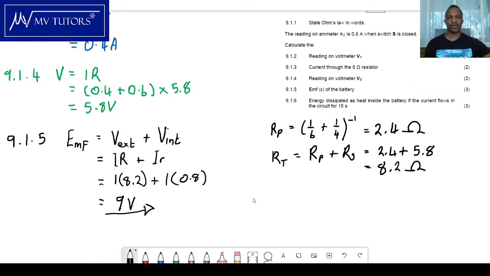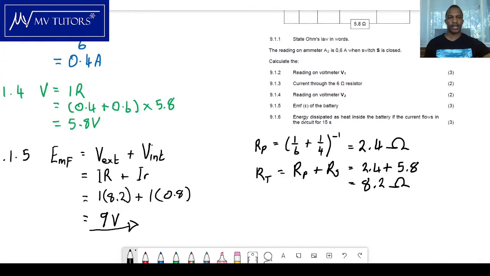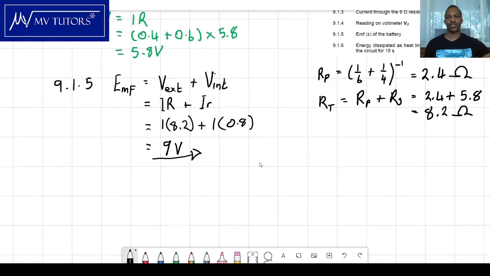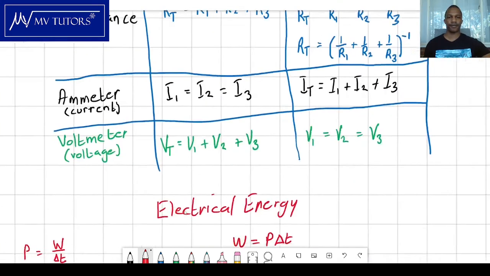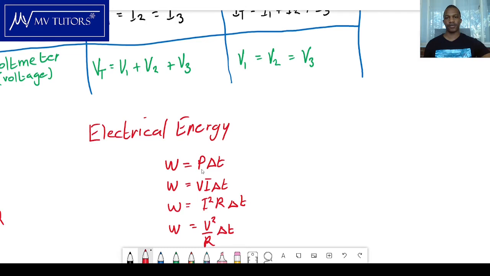Let's check out the next question, which is 9.1.6. Energy dissipated as heat inside the battery if the current flows in the circuit for 15 seconds. So energy is just work done. If you think of it, when you're working, you're spending energy. So work done is energy. And remember, we said the formula for work done, we discussed it over here. There we go. It's just P times change in T.